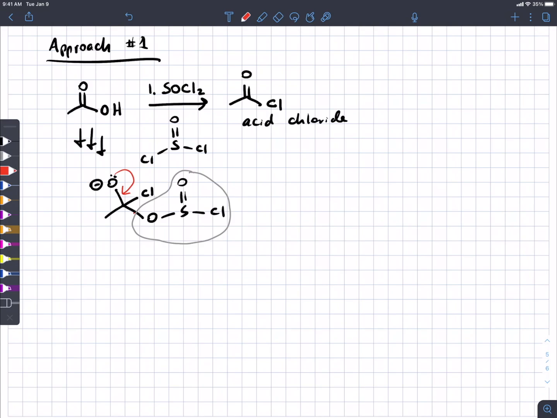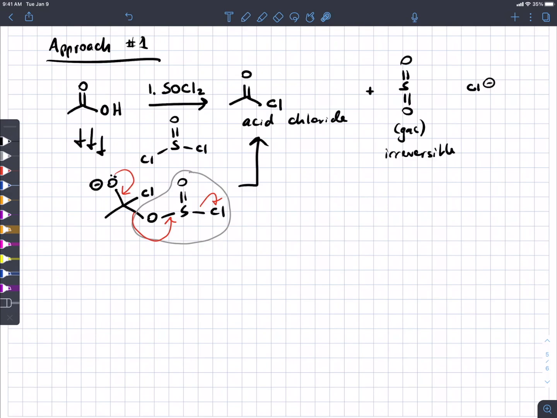As it's leaving, as a negative charge is building up on that oxygen, electrons can actually kick down here and kick off the chloro group. That gives you your acid chloride plus SO2, which is a gas and bubbles off. So this is irreversible and driven forward, and then Cl minus as a byproduct.